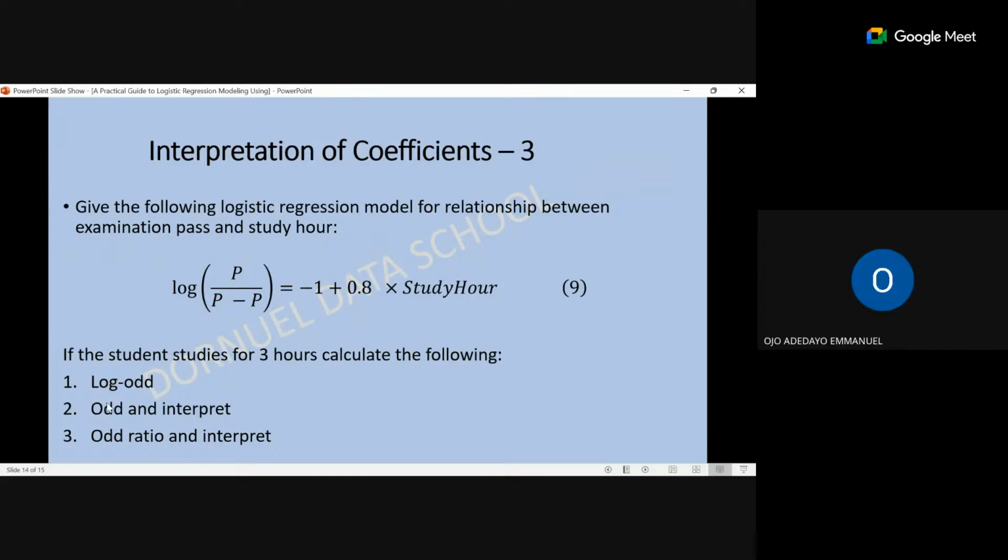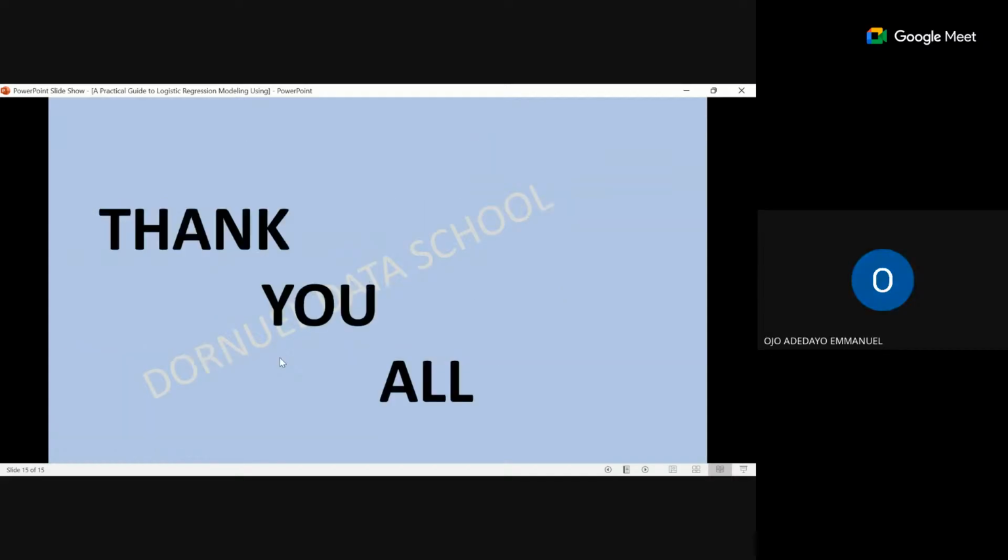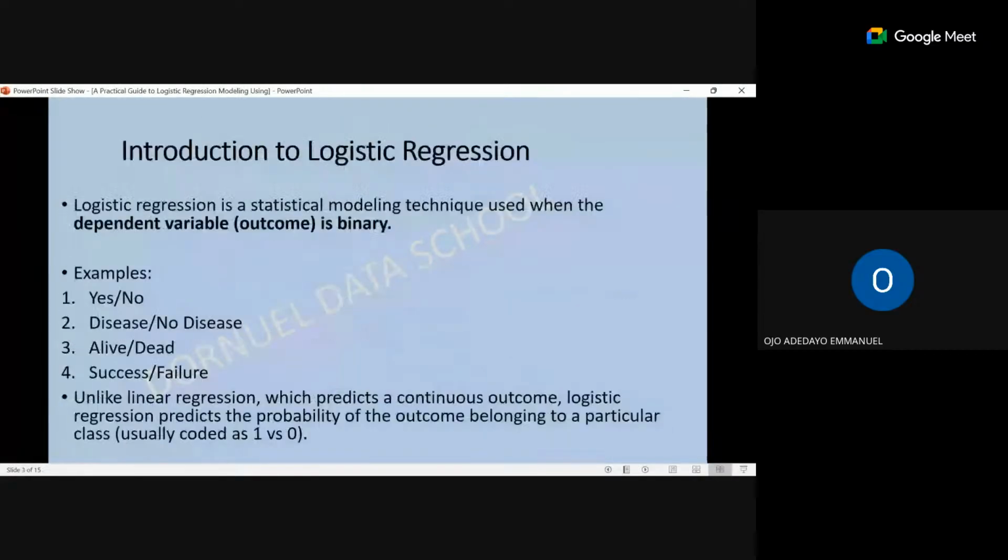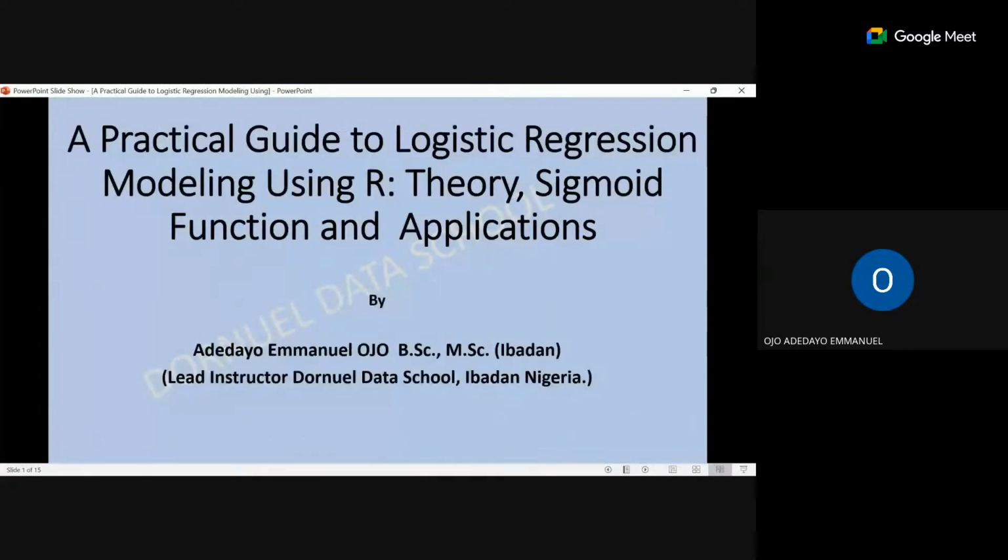Number 2, you are going to get me the odds and then interpret it. And then lastly, the odds ratio and interpretation. So this is where we are going to stop for tonight. This is the theoretical part of the logistic regression model. This is what we call the practical guide to logistic regression model. Starting from next week, it's going to be purely practical.